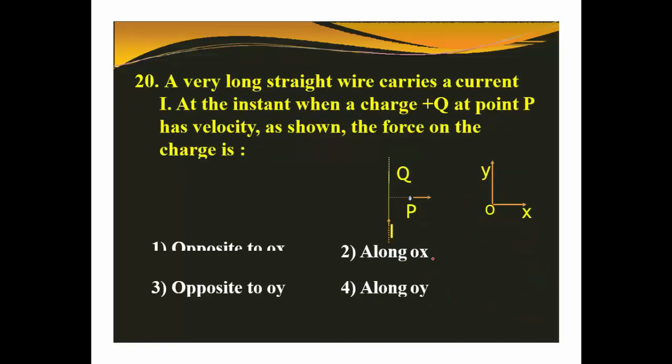Next question is about a very long straight wire. A very long straight wire carries a current I. At the instant when the charge plus q at point P has velocity v, as shown in the figure, the force on the charge is here. The charge kept at point P is plus q, not small q. It moves along the x-axis. See, it is moving along the x-axis.